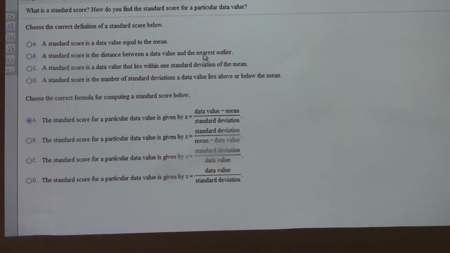Well, you know it's not the nearest outlier, because the outliers, where are the outliers? Way off. Way out. So you know it's not that. And it's not A. Why is it not A? Because it's not equal to the mean. So it's not A or B. So mark those out. I think it's D. I think it's D too. Let's see if we're right.